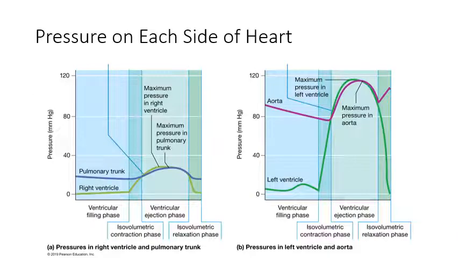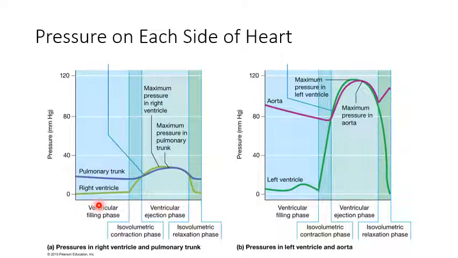So these graphs are showing the pressure changes in the ventricles and great arteries for each side of the heart during the cardiac cycle. On the left, you have the pressure in the right side of the heart. On the right, you have the pressure in the left side of the heart. So we'll look at the right side of the heart first.